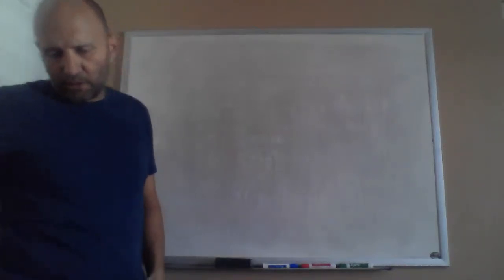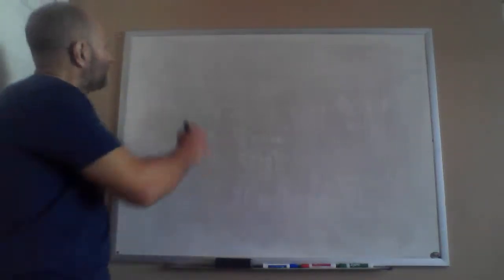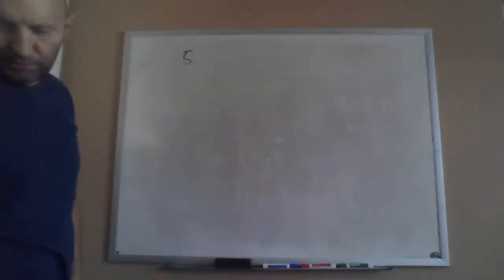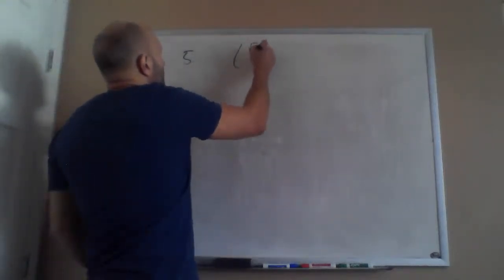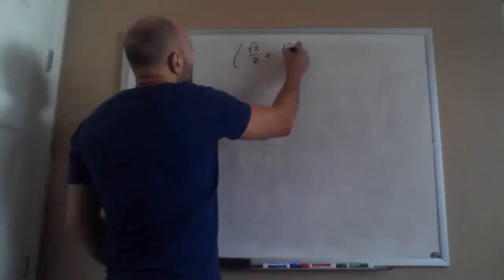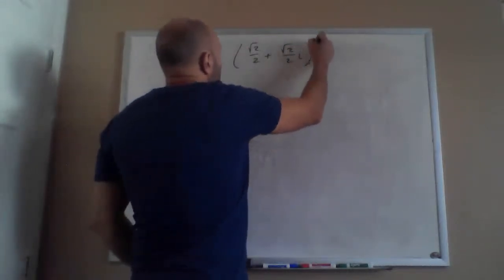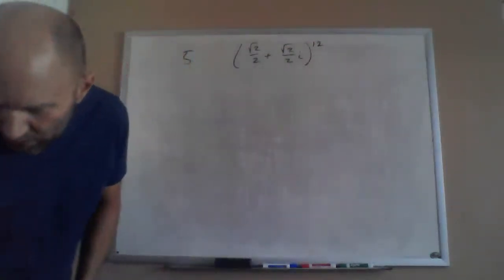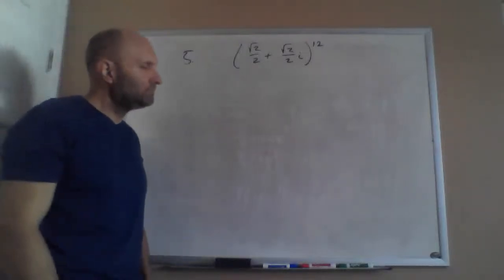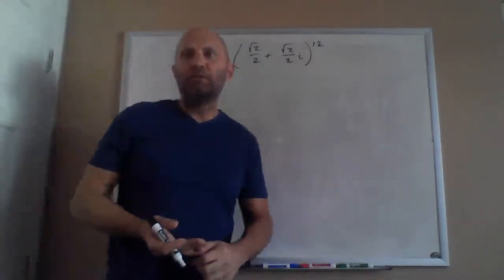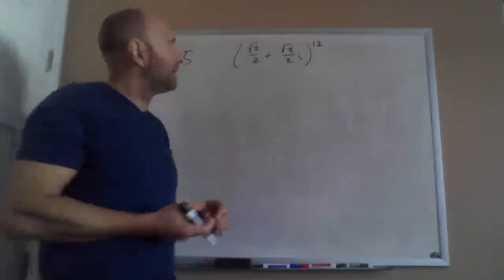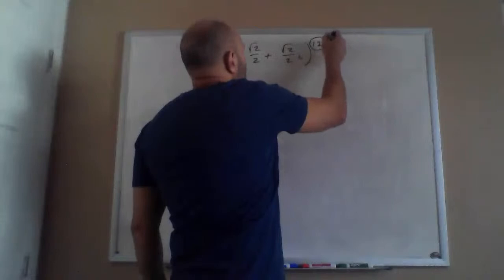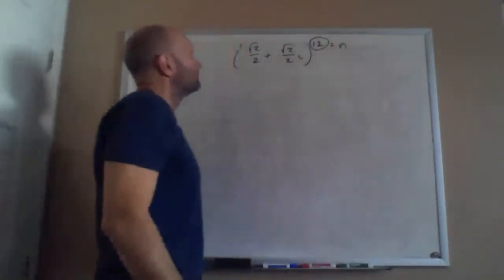All right, so let's jump back to number 5. So this is a De Moivre's theorem problem. And we want to figure out square root of 2 over 2 plus square root of 2 over 2 i to the 12th power. So for De Moivre's theorem, we're going to need our r, we're going to need our theta, and we're going to need our n. So this guy here, this is our n.